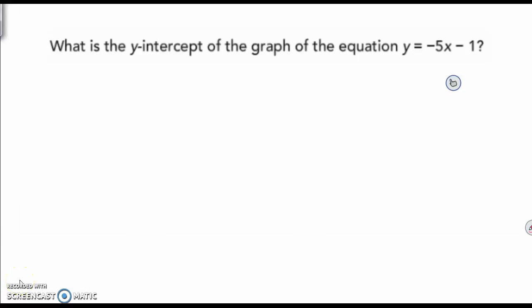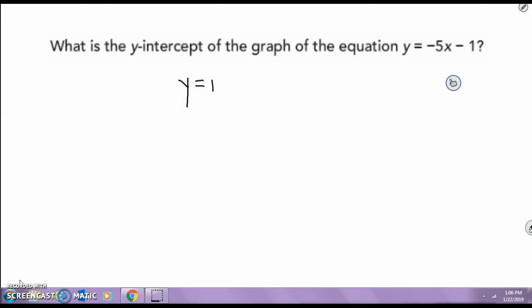What is the y-intercept of the graph of the equation y equals negative 5x minus 1? Remember, in slope-intercept form, your equation is y equals mx.